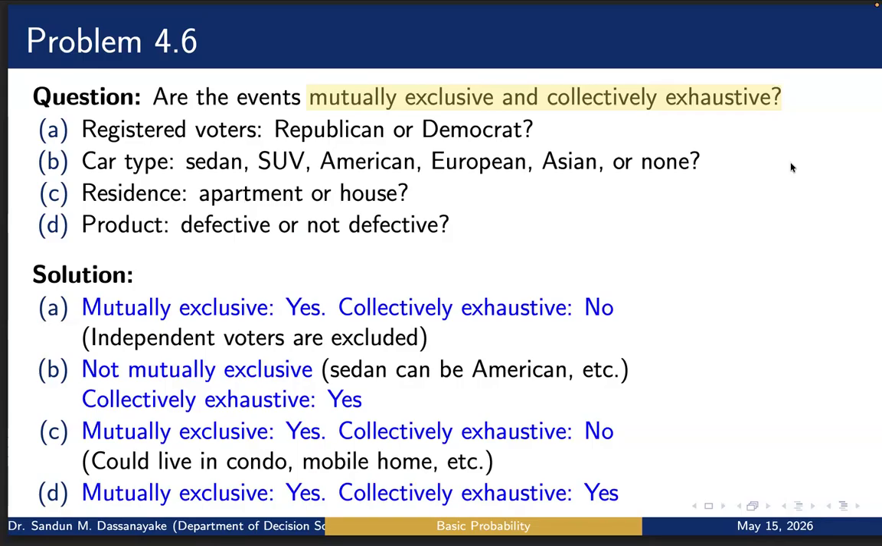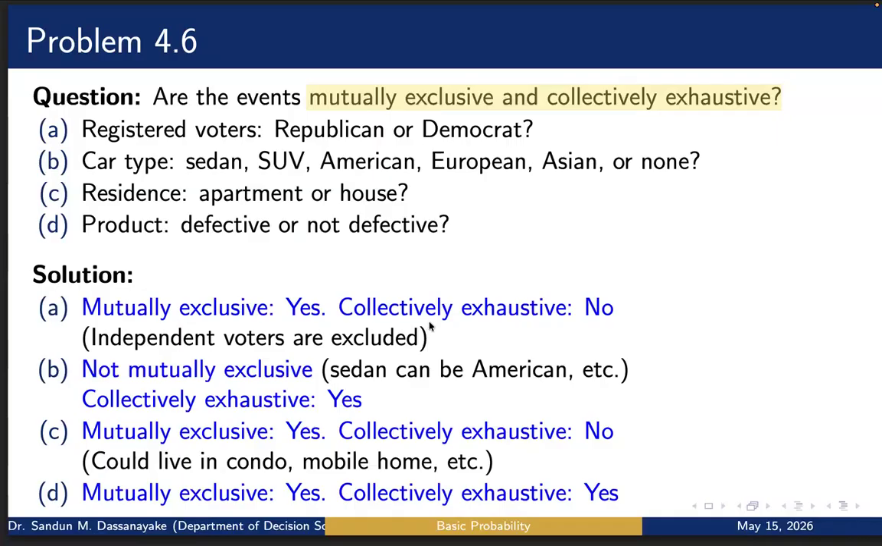They are mutually exclusive. There is no intersection in conventional terms. Collectively exhaustive means you get all those observations that are there. So collectively, they give the entire set. That is what it means. So if you look at the solution, mutually exclusive, yes, collectively exhaustive, independent voters are.